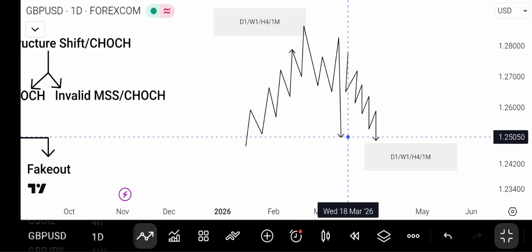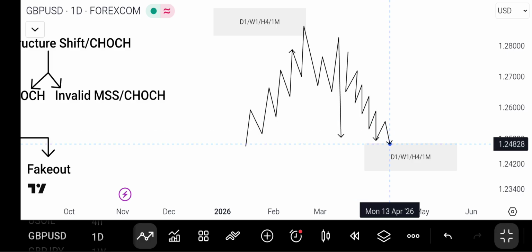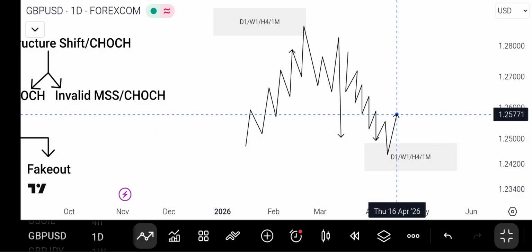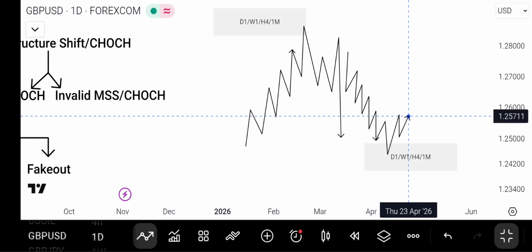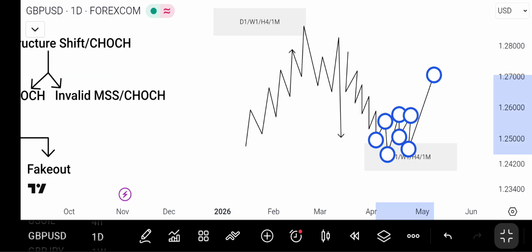Market moves, then taps into the higher time frame supply or demand zone, gives us an MSS, inducement, then boom. These are the valid market structure shifts.